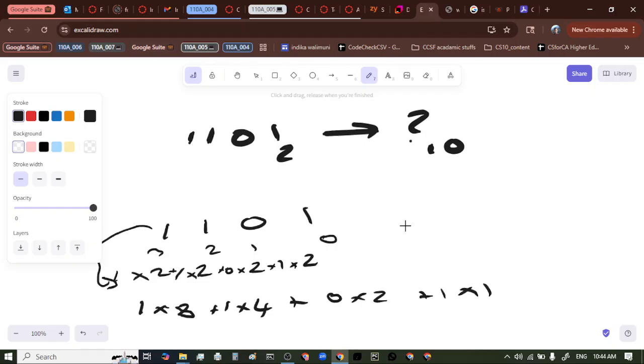Okay, so what's the answer? 13, right? So this is actually 13 base 10. If you want assurance, you can try working the other way around, see if you can get this one, right? You can do so.